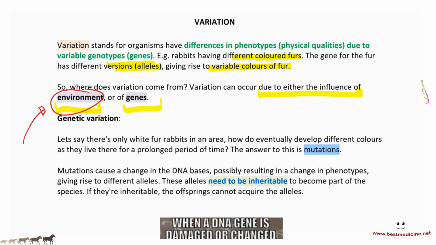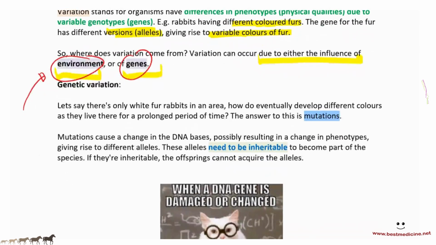Environment can definitely affect how the organism eventually develops. And then, of course, we have genetic variation. Different versions of alleles, of course, give rise to different proteins. And then those proteins perform different functions. And then those different functions give rise to variable qualities.